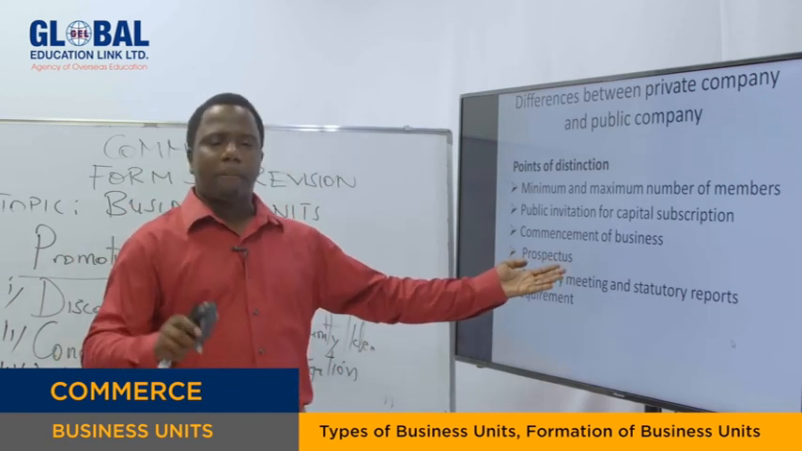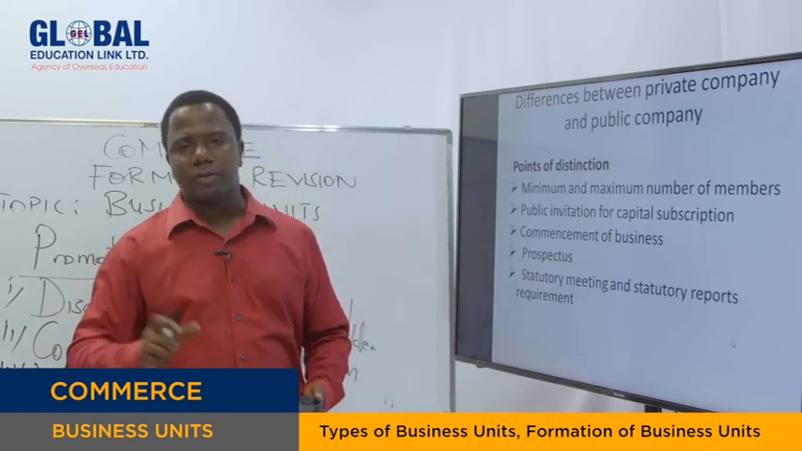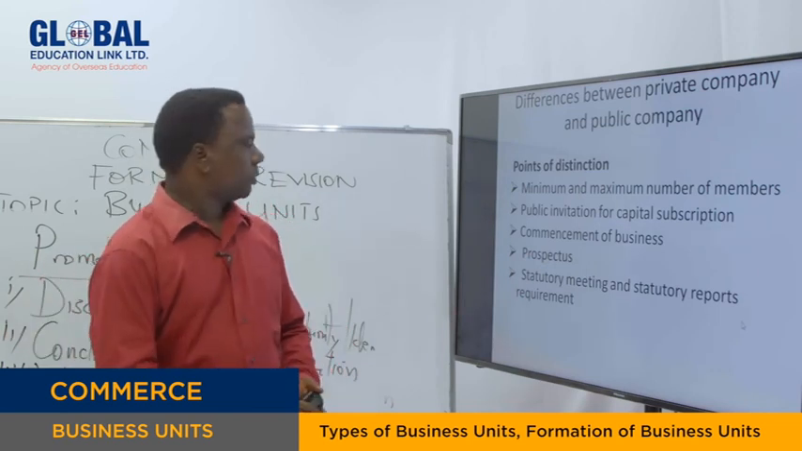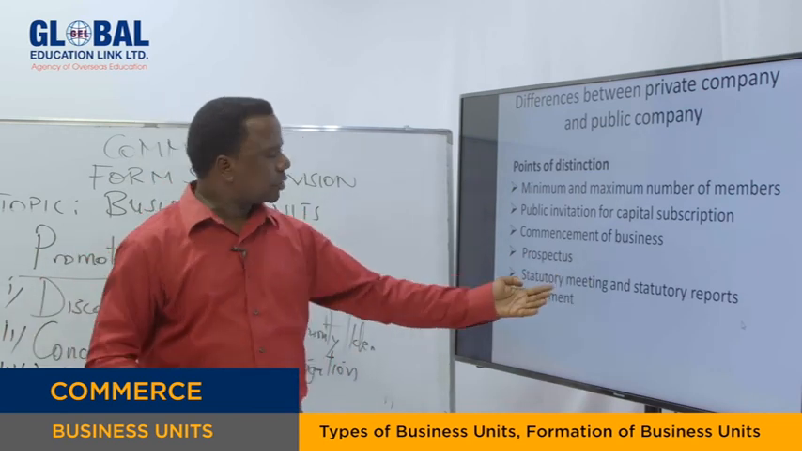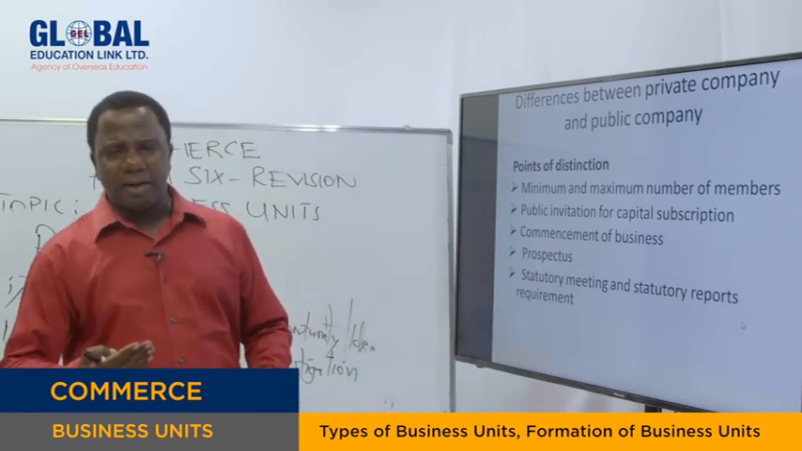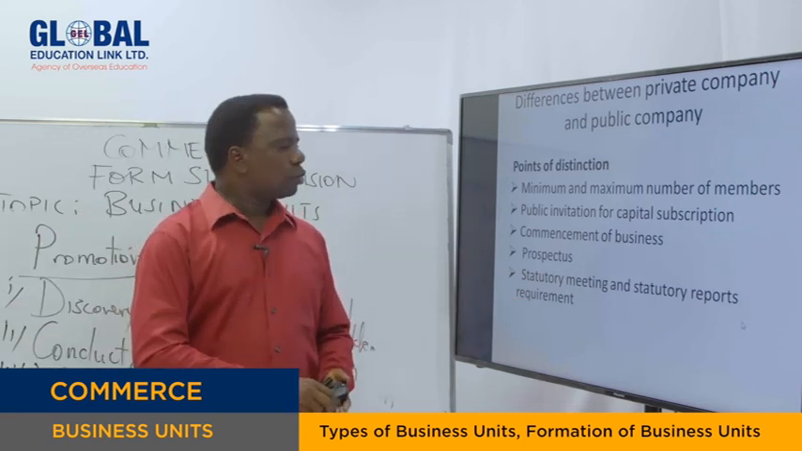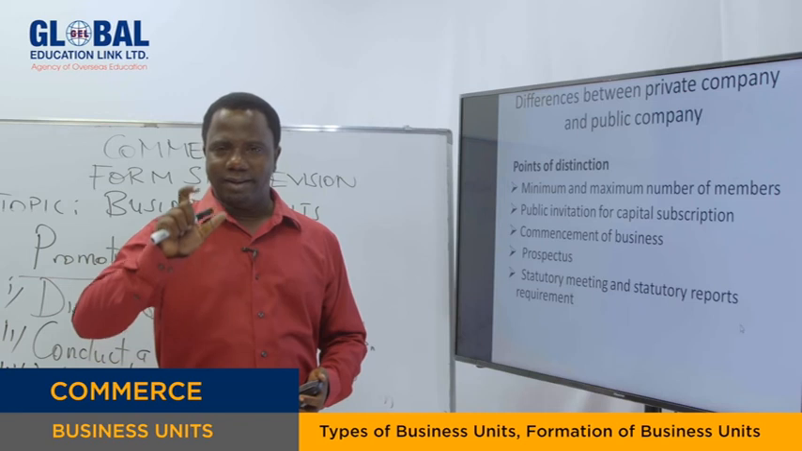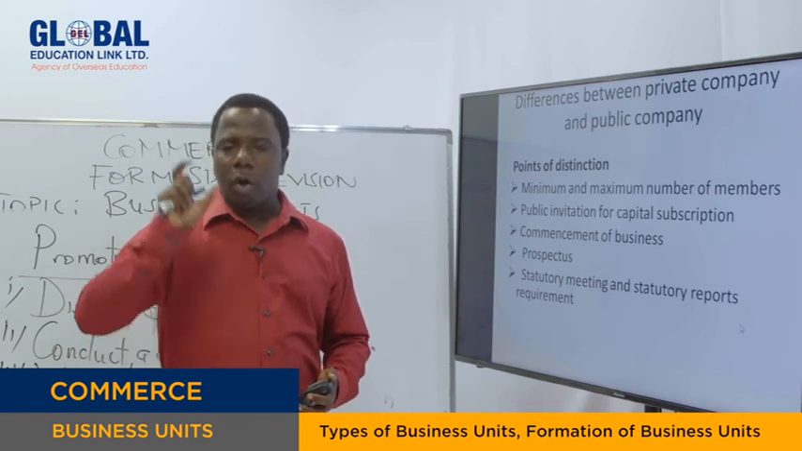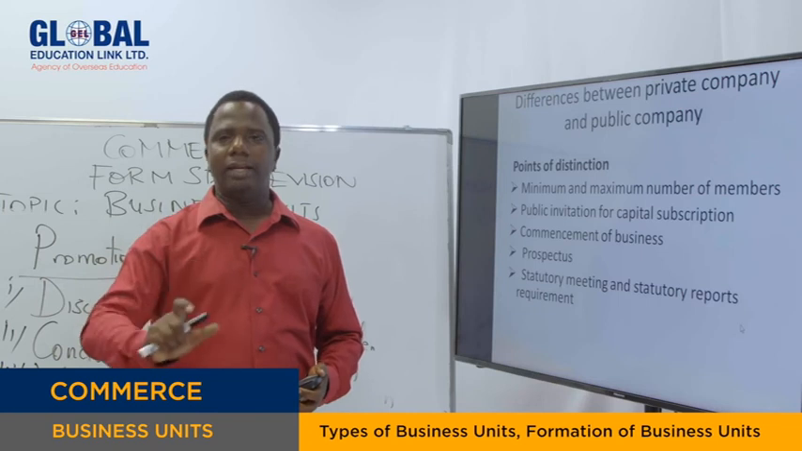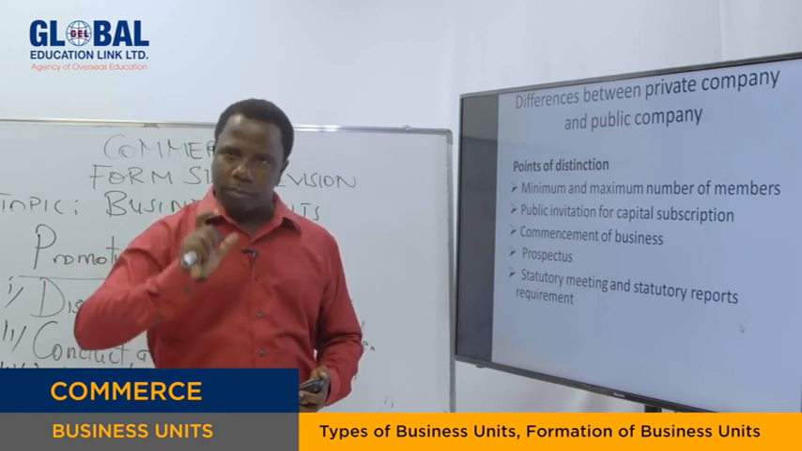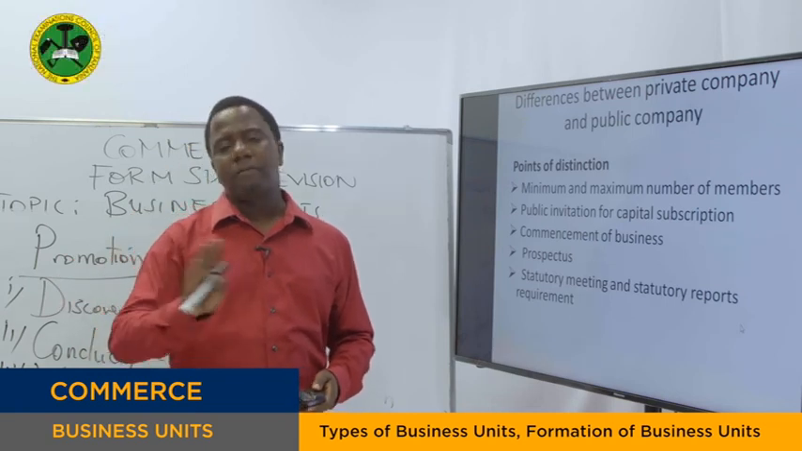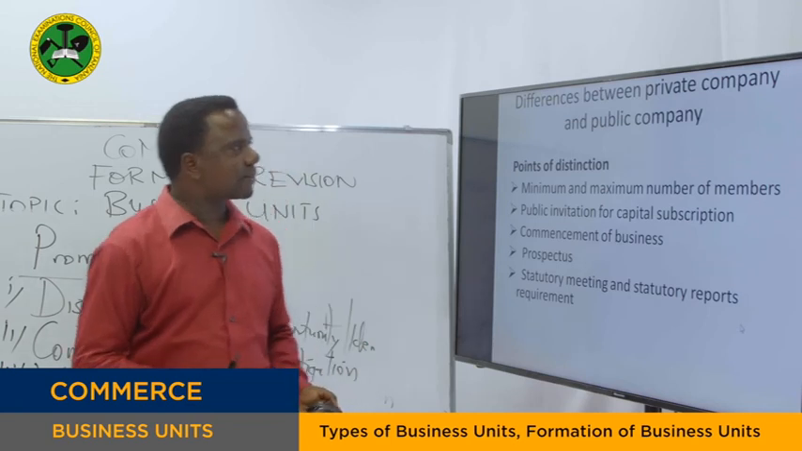Private companies are not required to have a prospectus, while a public company must have a prospectus. Statutory meeting and statutory report requirement. Private companies do not have to hold a statutory meeting or prepare a statutory report, but for a public company it is a must. They are required by law to have a statutory meeting and to prepare a statutory report, but for private companies it is not a must.